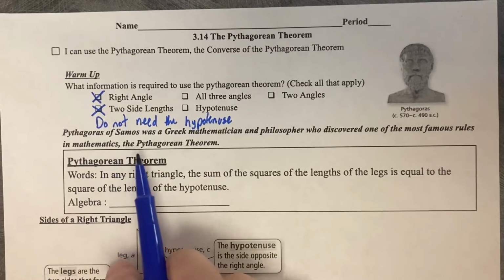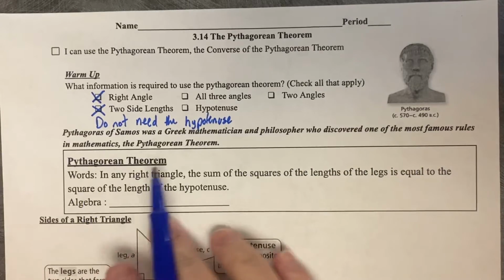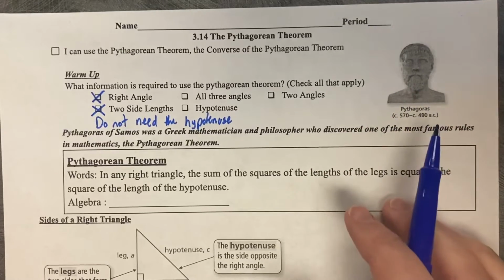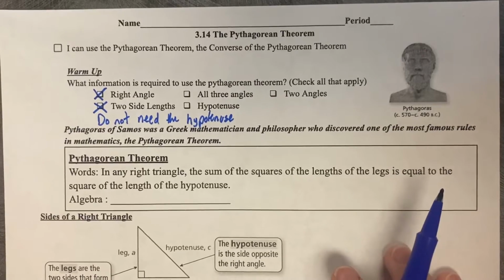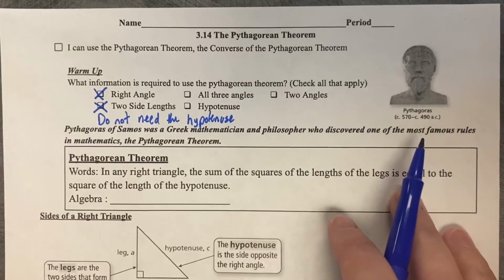So Pythagoras of Samos was a Greek mathematician and philosopher who discovered one of the most famous rules in mathematics, the Pythagorean Theorem. Here's a depiction of Pythagoras in the BC era. So this has been around a very long time. They used it to calculate areas of farmlands, and agriculture is why it came about. But now we use it for all sorts of mathematical tools around right triangles. In the world, we use right triangles a lot because we use rectangles and squares a lot, and the building blocks for a rectangle and a square is a right triangle.